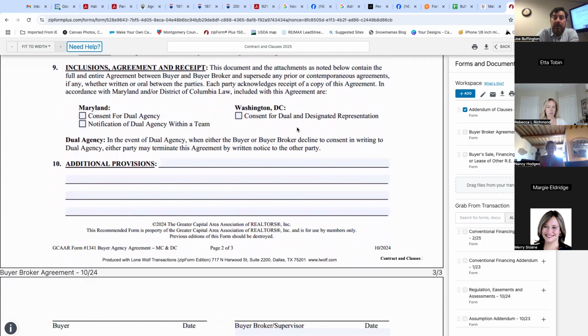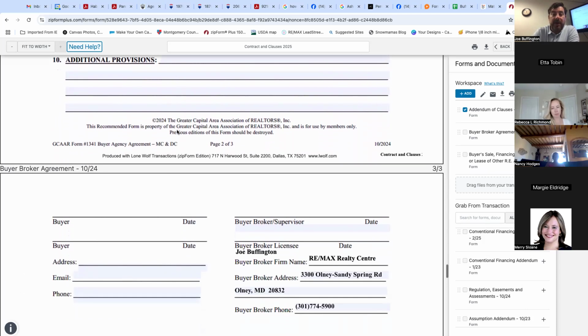All right, and then inclusions, right? If you're typically going to be showing some Remax Realty Center property, please get a consent for dual agency signed with your buyer broker agreement too. Some of you all who work on teams, the notice for dual agency within a team should be signed too ahead of time. It's not necessary, but good practice.